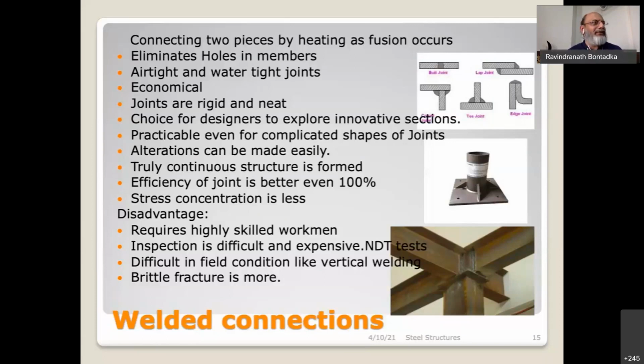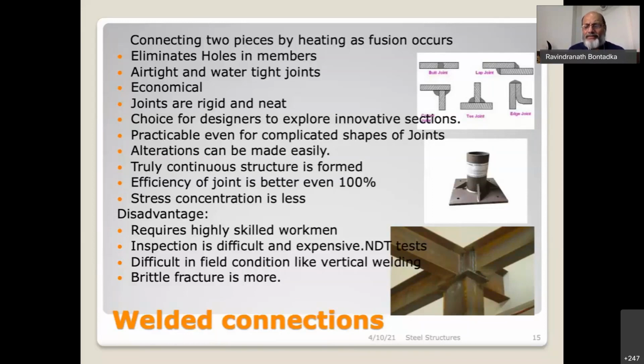Sometimes we have to do the inspection of the weld, either dye penetration test or NDT, depending on the importance of the structure. If the NDT has to be done, it will be a little more expensive. And it is difficult in field conditions, like places where you have to do vertical welding. When you have to do vertical welding, it becomes difficult. There are hardly a few welders who excel in doing vertical welding always. Then brittle fracture is more. So these are the advantages and disadvantages of the welded connections.